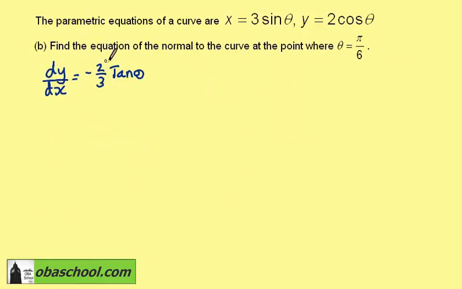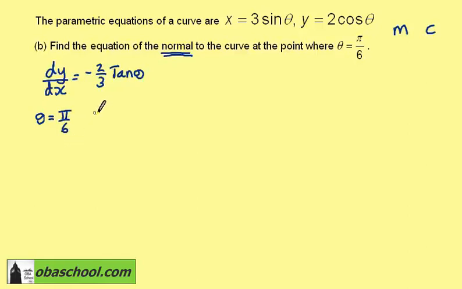We now want to find the equation of the normal to the curve at the point where theta is equal to pi by 6. Remember, the normal is a straight line, so we need to find the gradient and the y-intercept. dy/dx will give us the gradient of the tangent to the curve.